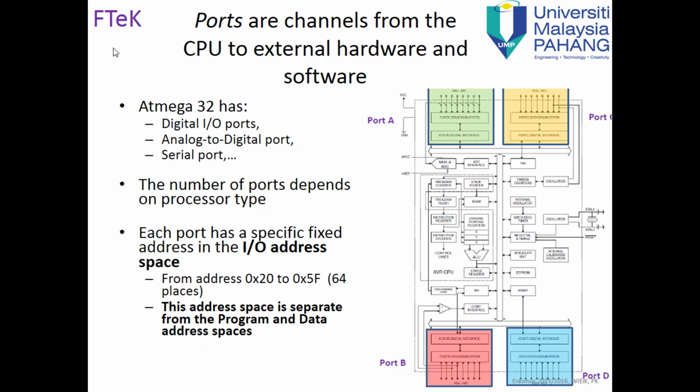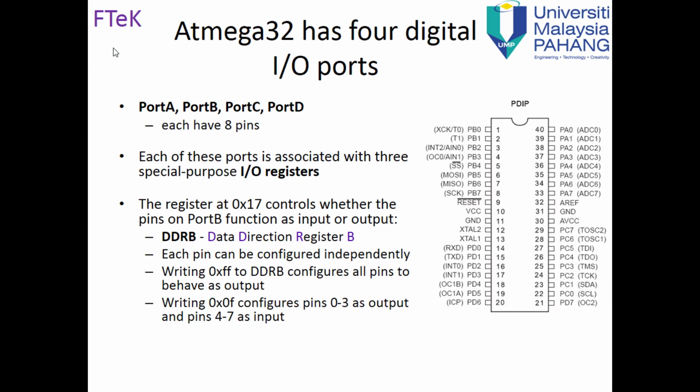Each one of these 4 ports has 3 registers to control it. Each of these ports is associated with 3 special purpose registers. The register at hexadecimal address 17 is DDRB. Each pin can be configured independently. This DDRB is to configure the input or output. If it's set to 0, that means this pin is input. If it's set to 1, that means this pin is output.